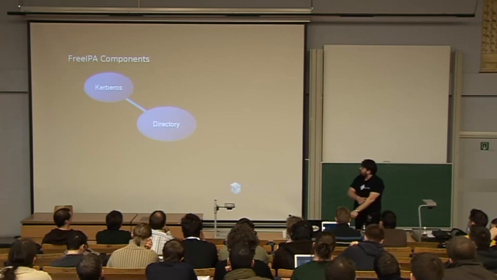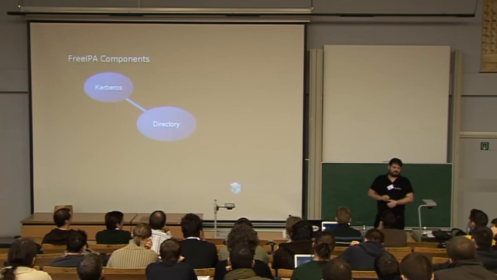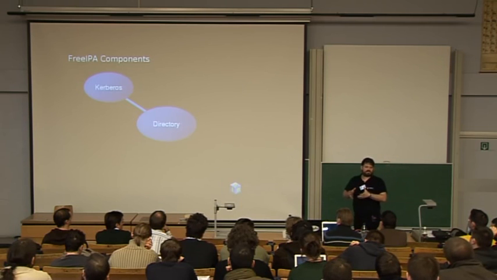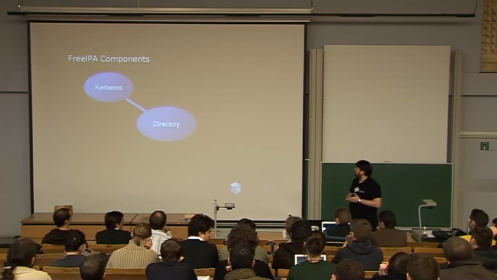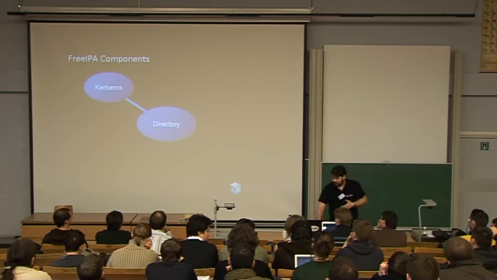So the second part of the identity is usually authentication. They go together. You have an identity, you have some credentials. How do I use this credential to prove that I am who I am? And what we decided to use is Kerberos, for a number of reasons.